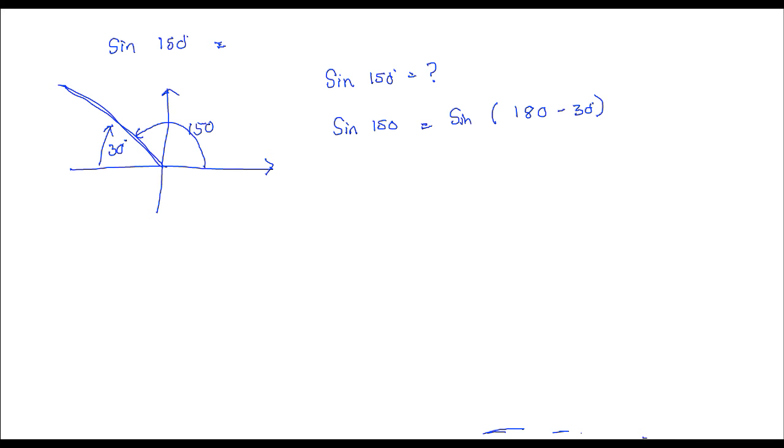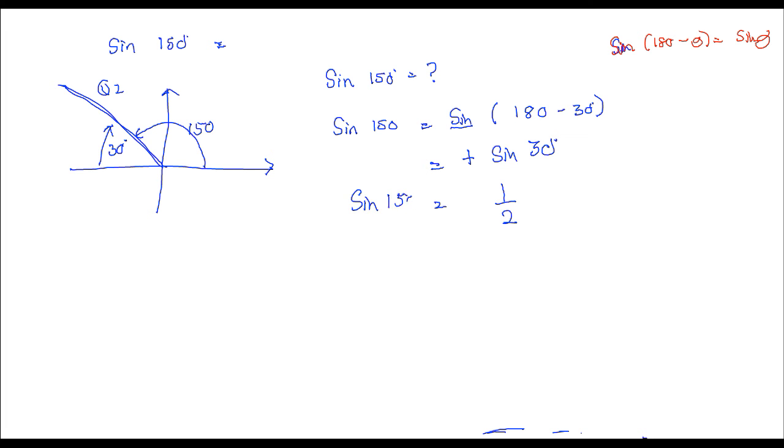Now remember the rule, I'll write the rule in red. Sine 180 minus theta equals sine theta. So using that rule, we can write here positive, because it's in the quadrant 2, because sine is positive. Sine theta, I can't write theta, I have to write 30. Now sine 30 is half from the previous table, so sine 150 is equal to half, so that's your answer.